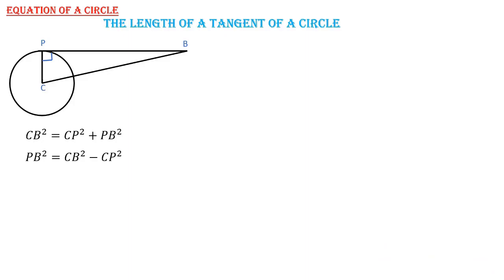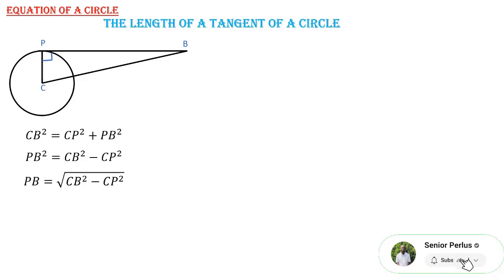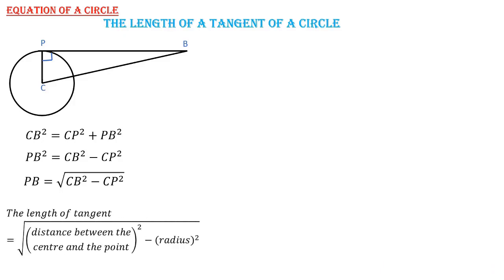This is what we get. And then let's take the square root of both sides. So our tangent, PB, equals the root of CB square minus CP square. CB is the length of the distance between the point and the center, and CP is our radius. So the length of a tangent is the square root of the distance between the center and the point, all square, minus the radius, all square. That's the formula. So let's solve some examples.